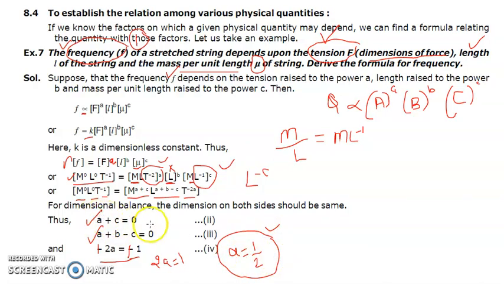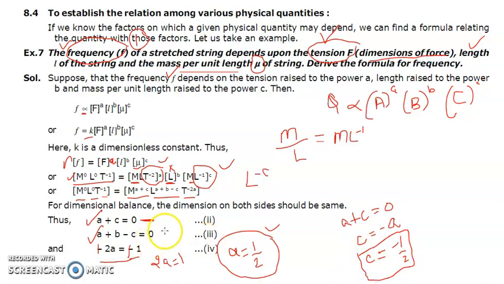Now we will put the value for a in this equation. So a plus c is equal to 0, c would be equal to minus a, so c would have the value minus half. Okay, so in this way you can calculate the value for c, and after calculating the values for a and c, we will put them in this case and calculate the value for b.